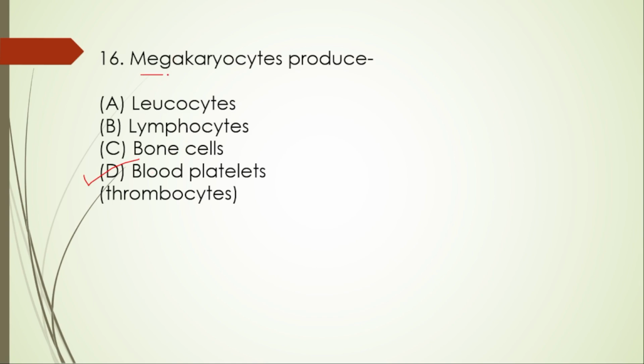Megakaryocytes are large specialized cells found primarily in the bone marrow. Their primary function is to undergo fragmentation to produce platelets, that is blood platelets, which are essential for clotting and wound healing.